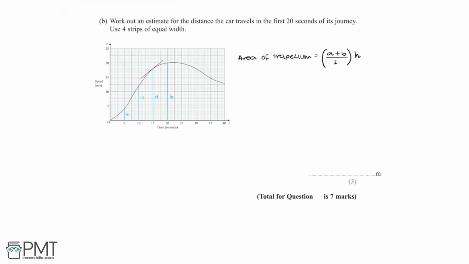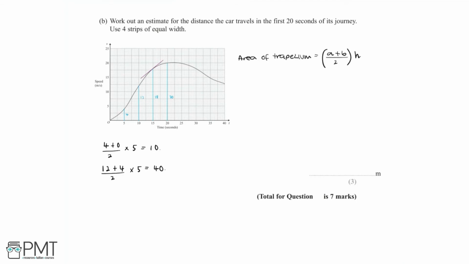And so for the first trapezium, the area would be (a plus b) over 2 multiplied by height, which is (4 plus 0) divided by 2, all multiplied by 5, which will give us an answer of 10. And now the area of the second trapezium would be equal to (12 plus 4), all divided by 2, multiplied by 5, which will leave us with an answer of 40.